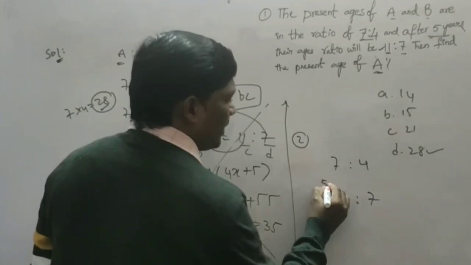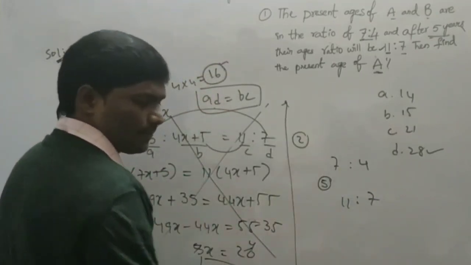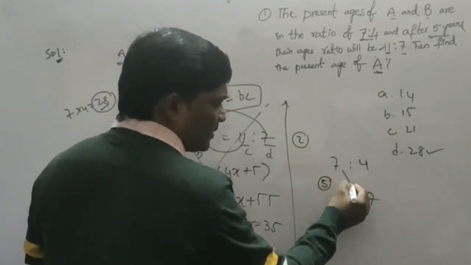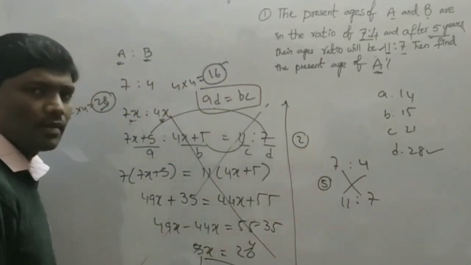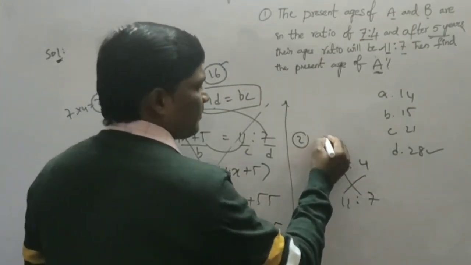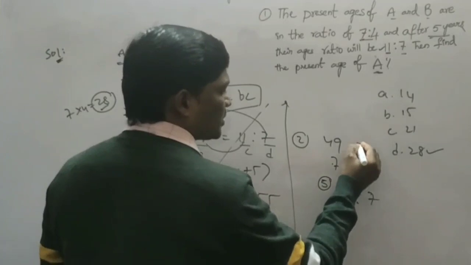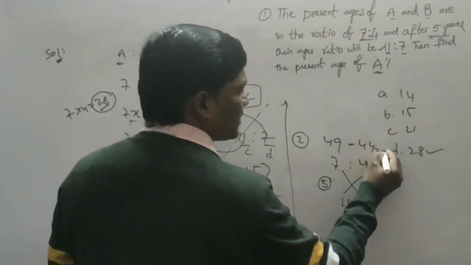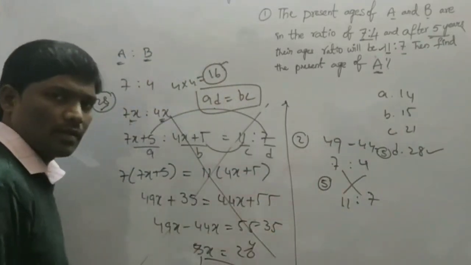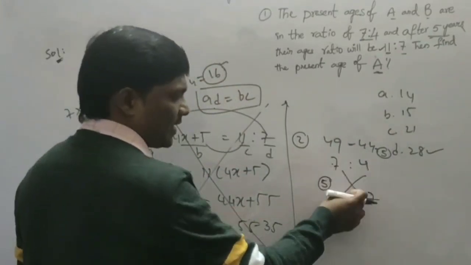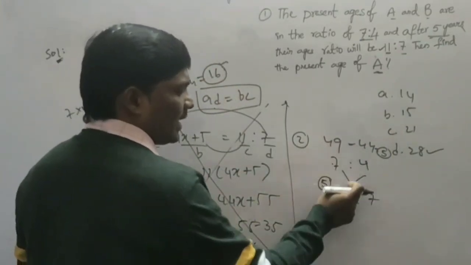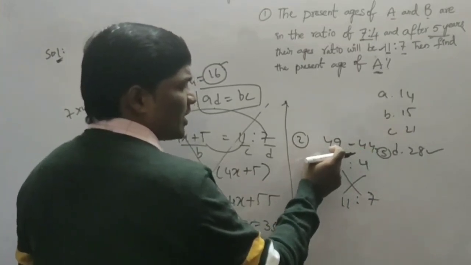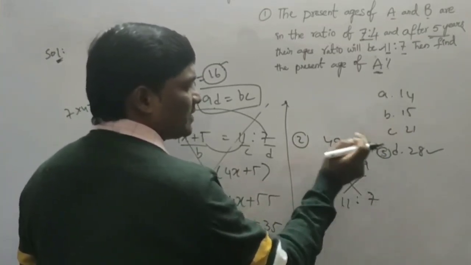Write 11:7 in the middle here. The first step is cross multiplication. 7 sevens are 49, 11 fours are 44. Check the difference. The difference between 49 and 44 is how much? 5.